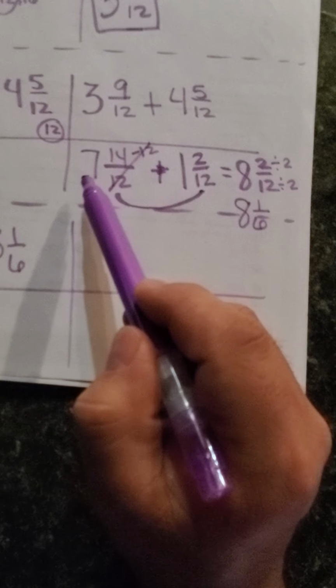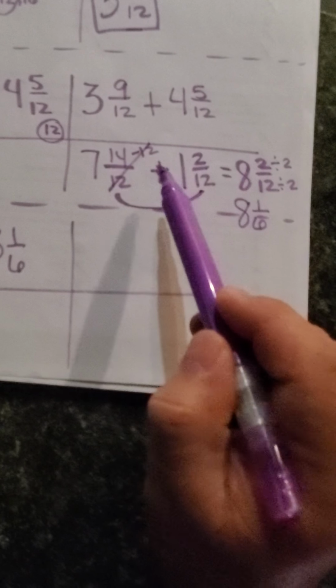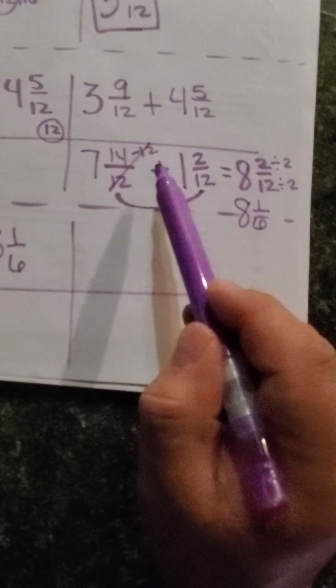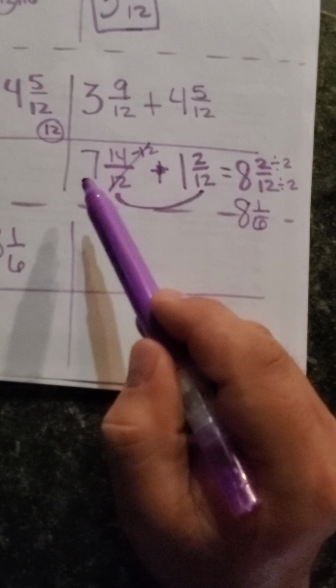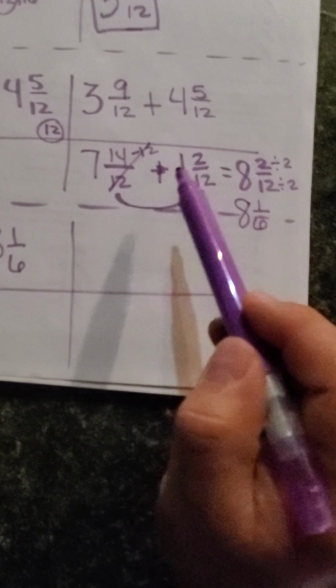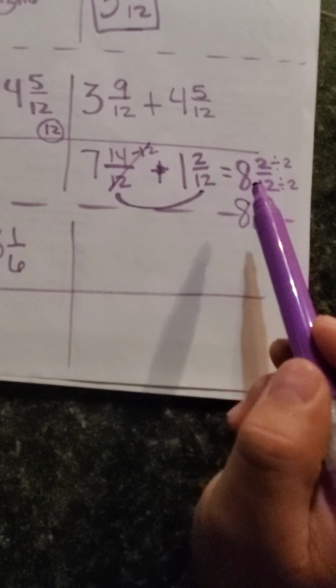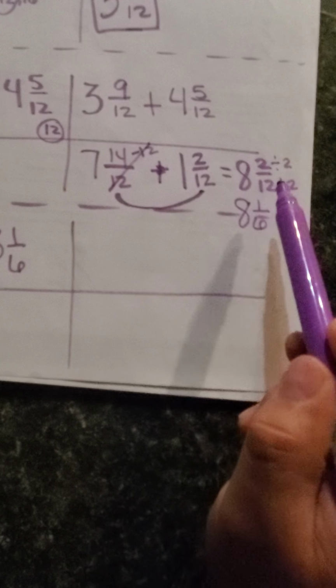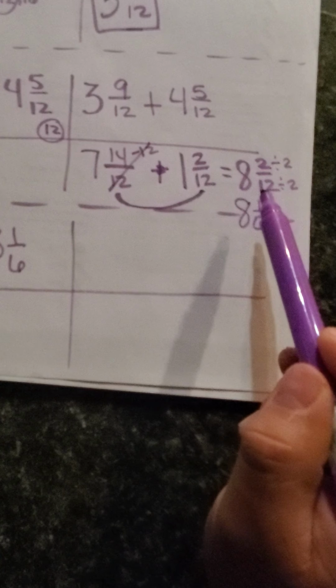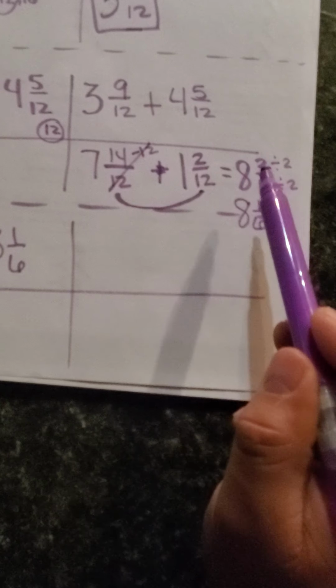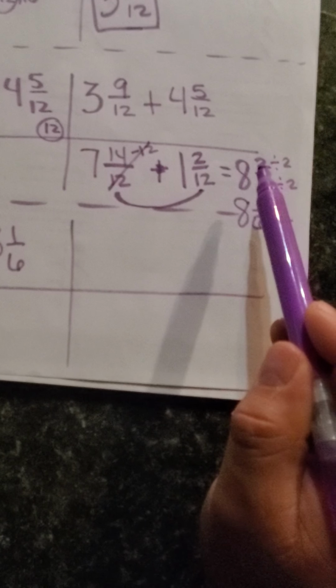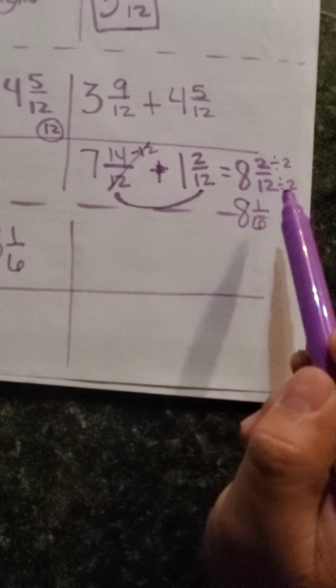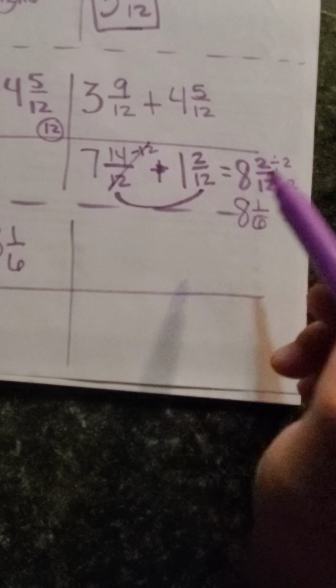I still have the 7 here, and I have this 1 here, so you have to add that. I just went ahead and changed that equal sign to an addition because I don't want you to forget that 7. So I got 7 plus 1 is 8 and 2 12ths. Once again, I have 2 even numbers in my fraction. It can be simplified, just dividing it by 2. 2 divided by 2 is 1. 12 divided by 2 is 6. So your answer simplified is 8 and 1/6.